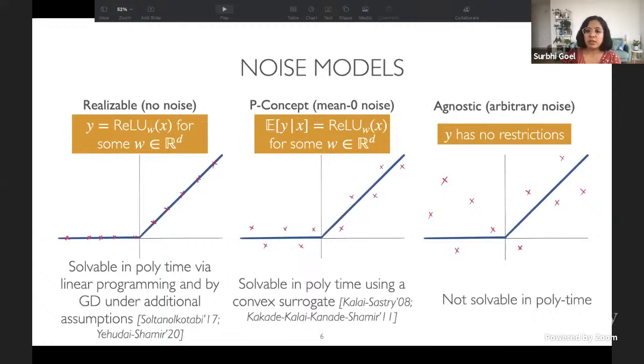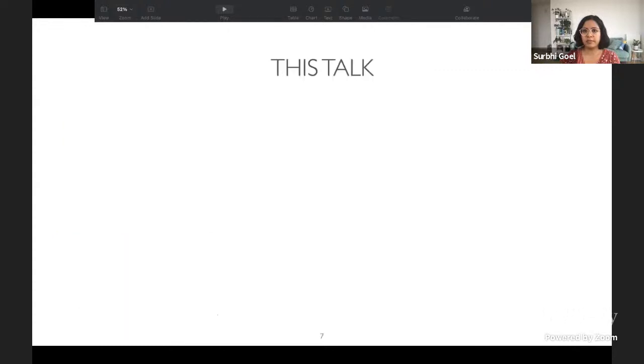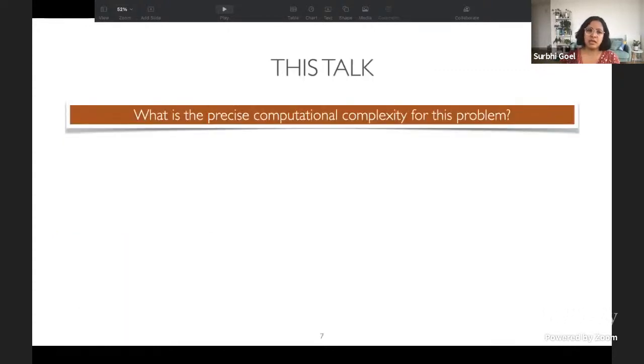And so in this talk, I'm going to focus on this agnostic setup. We know from prior results that it's not solvable in polynomial time, but the exact characterization is not clear. And this is what we're going to focus on for this talk. So the question we're going to ask is, what is the precise computational complexity of this problem? And for this, we'll look at two different setups to answer this question.